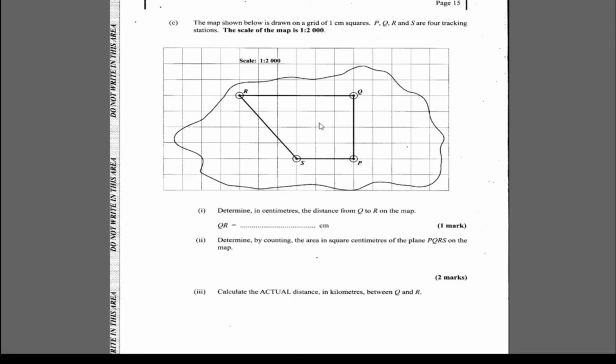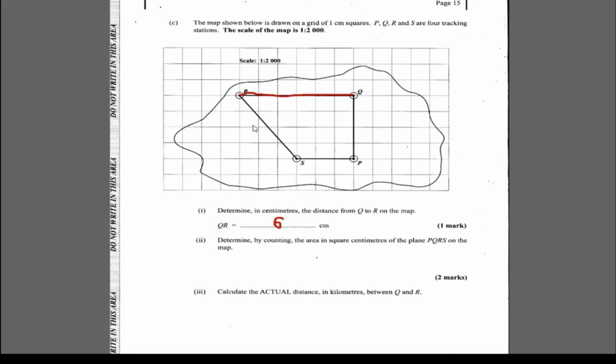All right, so as you can see, the distance Q to R is going to be 1, 2, 3, 4, 5, 6 centimeters. When you measure QR, that's 6 centimeters. Then it says by counting the squares, determine the area in square centimeters of the plane.